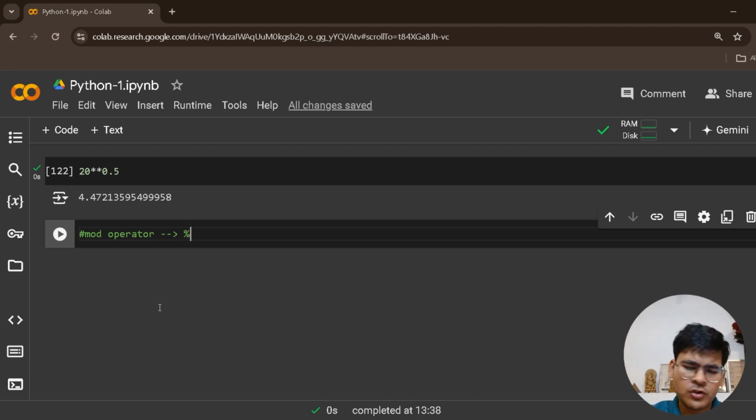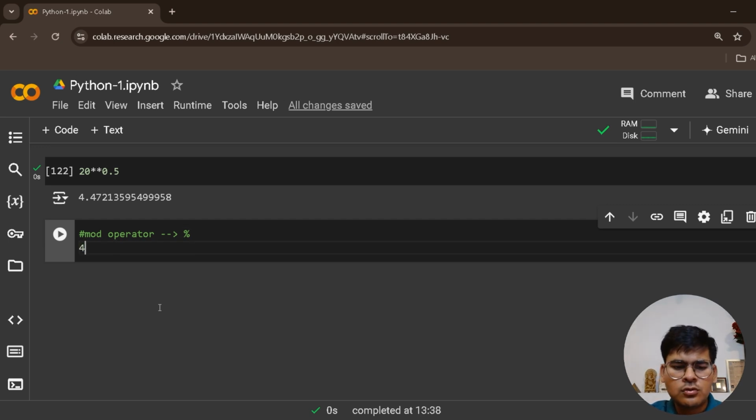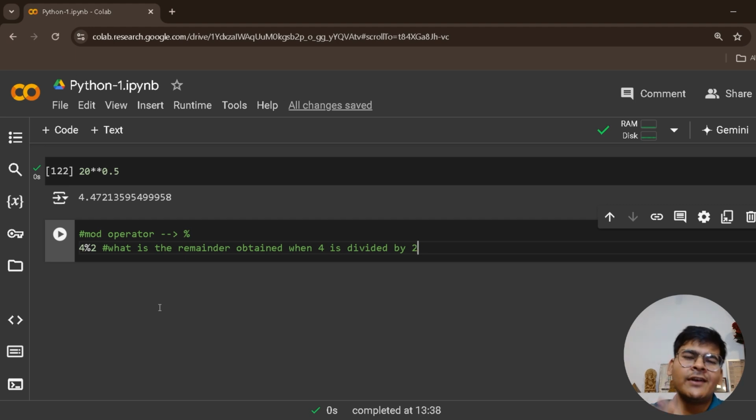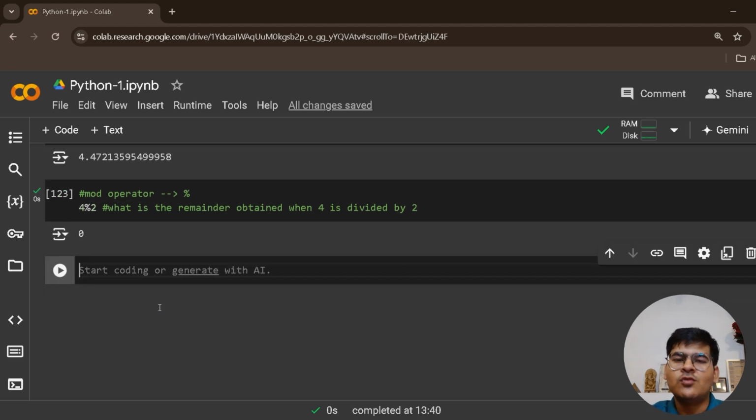So let's take an example for this. Suppose you do 4 mod 2. I'll write a comment: what is the remainder obtained when 4 is divided by 2. This is how you will understand it. When you divide 4 by 2, what is the remainder? 2 completely divides 4, so there is no remainder. So this will be 0 because 2 completely divides 4.